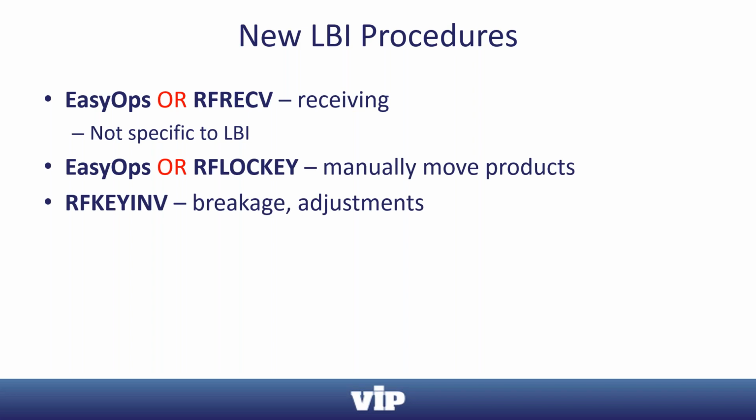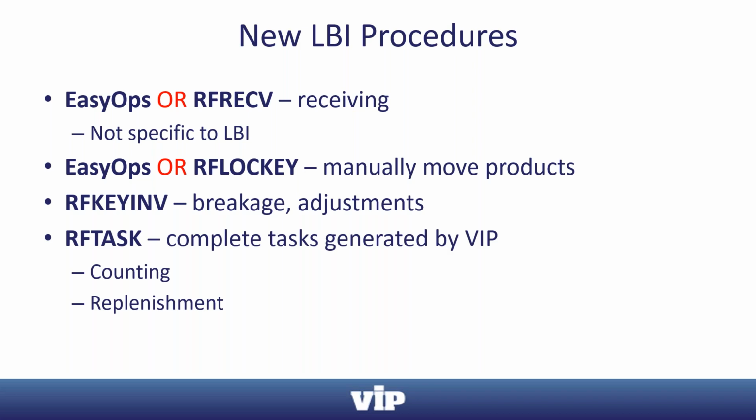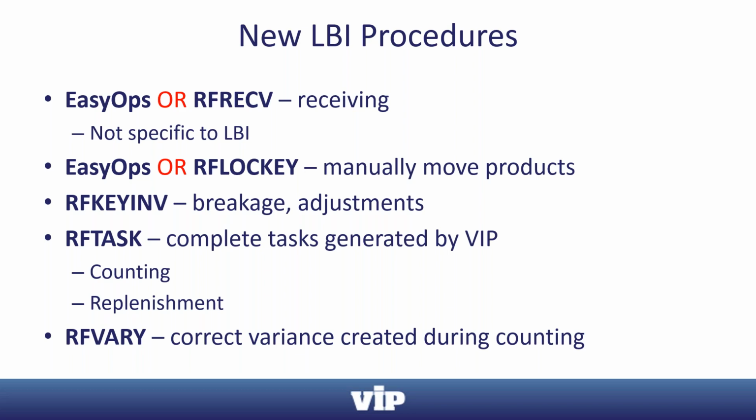Breakage and adjustments. You can do this if you have RF units now. You can actually do this on the fly out in the warehouse. So this is something you can start prior to LBI. You're going to be introduced to something called RF task. So basically this is going to allow you to complete generated tasks for counting and replenishment. And you're also going to be introduced to something called RF Vary, which basically allows you to correct variances that were created during counting while you're out on the warehouse floor.